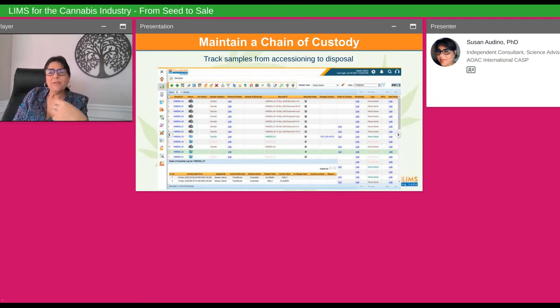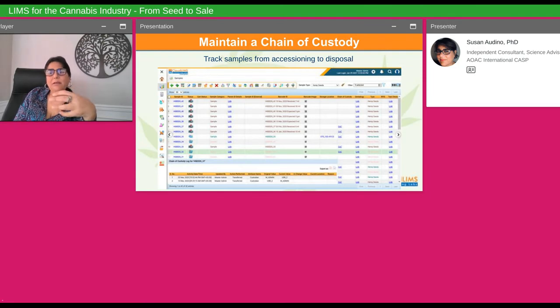Was it dropped off at the laboratory? How much of that sample did we use for testing? How much of it was disposed? Where did we dispose it? How did we dispose it? These are all elements that regulatory bodies expect from a laboratory.